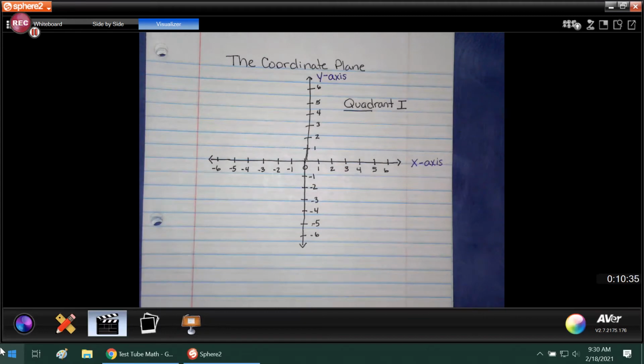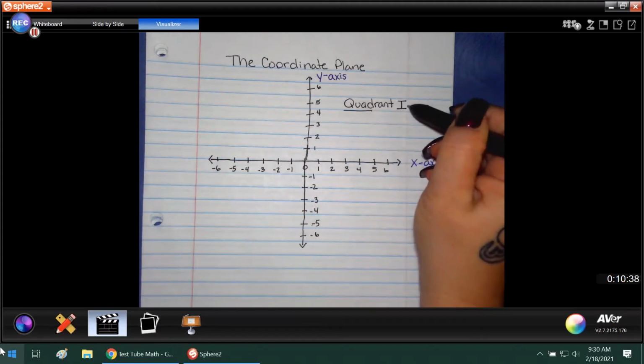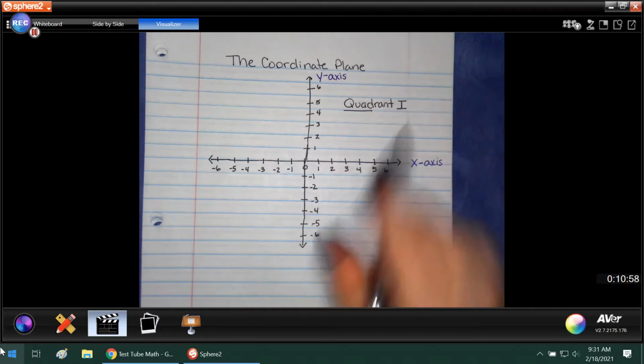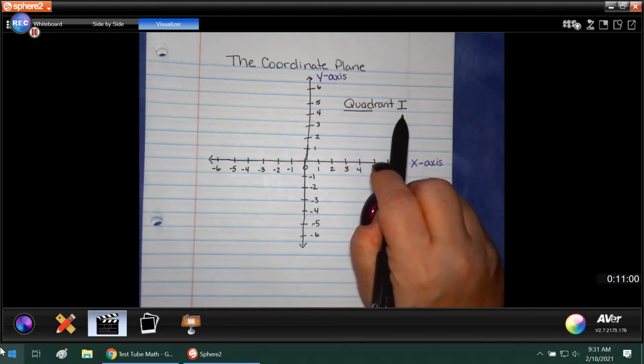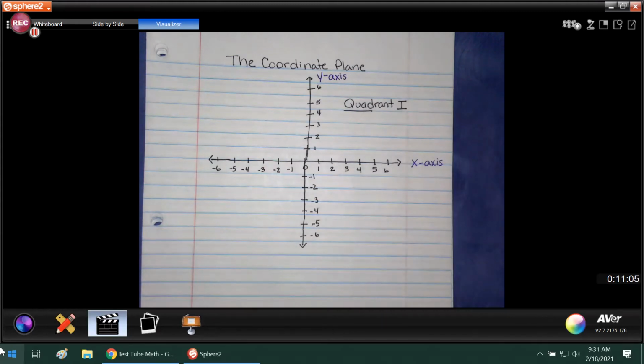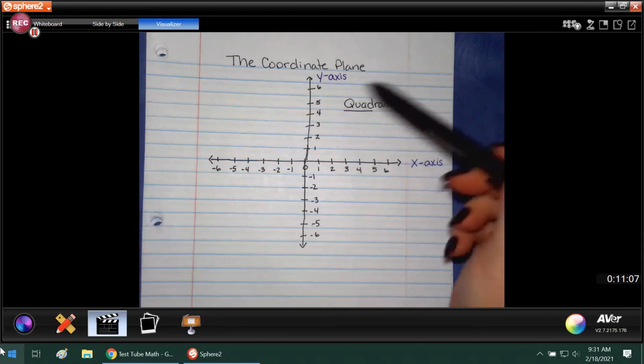Notice that I used a Roman numeral for my 1. Many times, most usually, when you are working with a coordinate plane in advanced math, the quadrants are labeled with Roman numerals, not our usual numbers, okay? Not our standard numbers. So notice that's not a 1, it's a Roman 1. It's an I, a Roman 1. Okay. All right, so this area right here is quadrant 1.